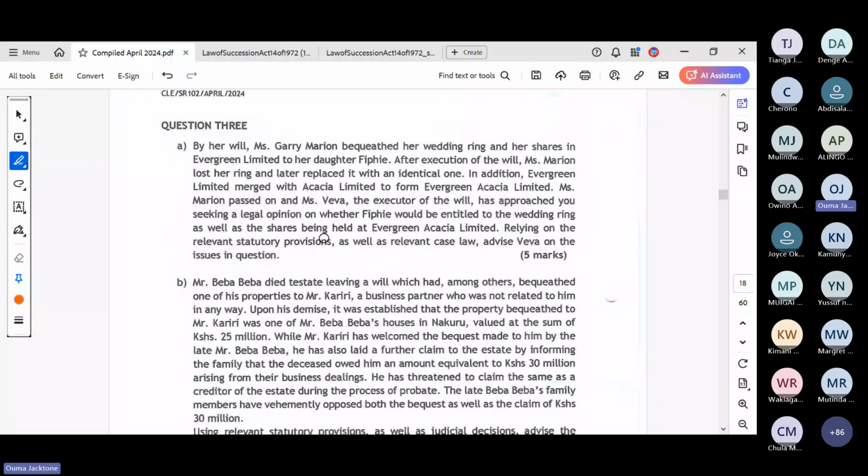But also remember that where there's been a sale, where the property in question has been sold, then the beneficiary would be entitled to the proceeds of sale. Are we together? So in this instance, if the shares have not been paid for through the merging, that is, if there was a sale, we are not saying there is, but if there was a sale, then the daughter would be entitled to the proceeds of the sale.